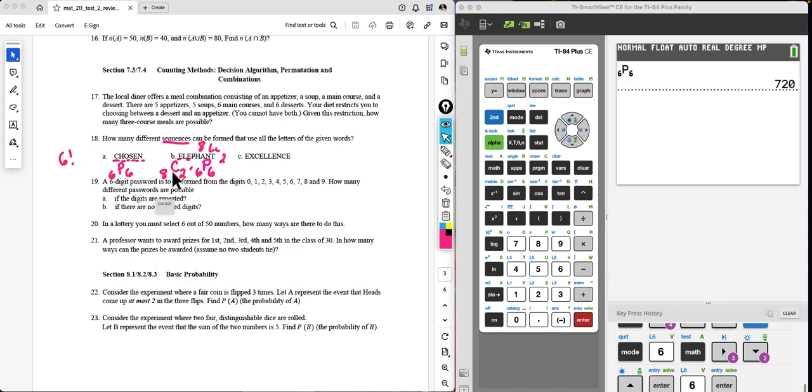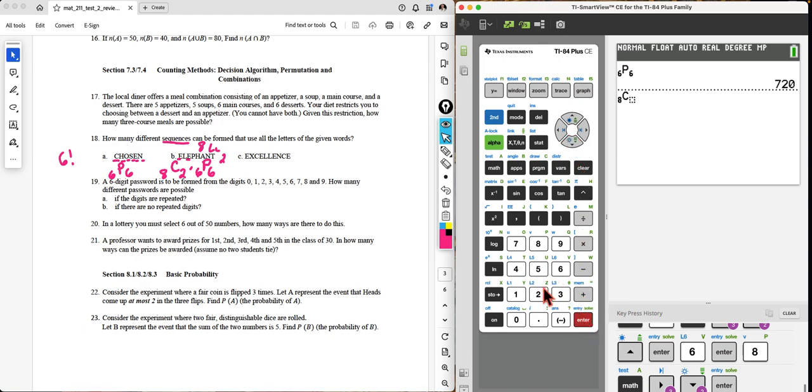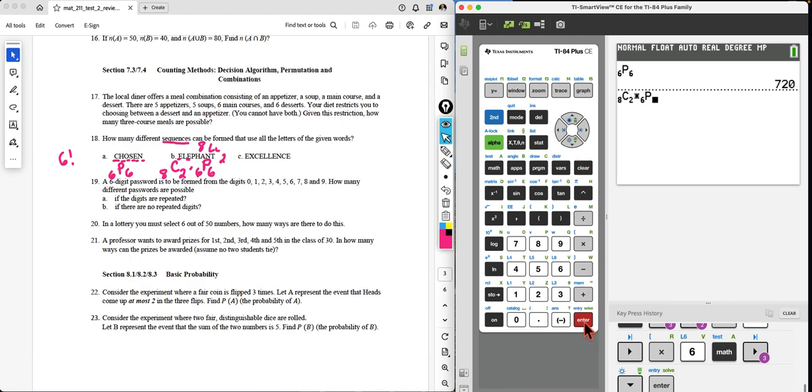So I'm going to do 8 choose 2. So I put in the 8, math, go to probability down to combination, enter. I'm going to choose 2 this way, where order's really not important. You can't tell the difference because they're the same thing, times 6, math, probability and permutation. We're going to choose the remaining 6 with a permutation. That gives us 20,160, which is the answer at the end.